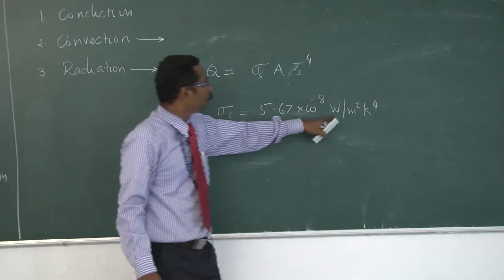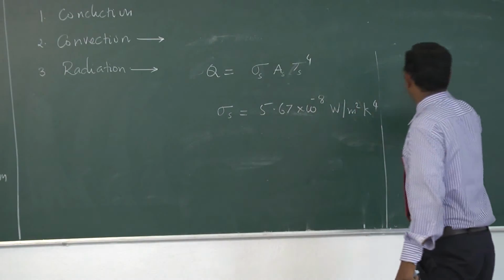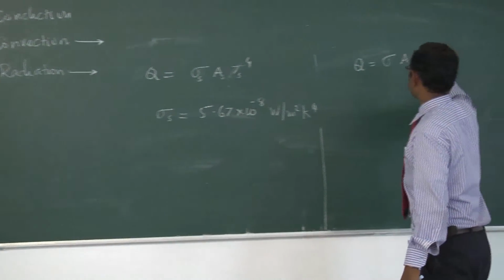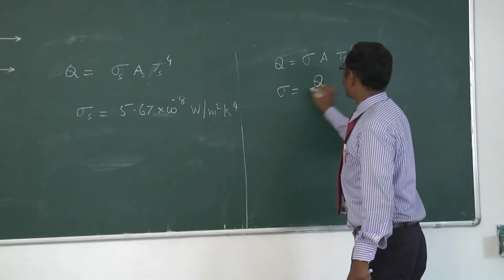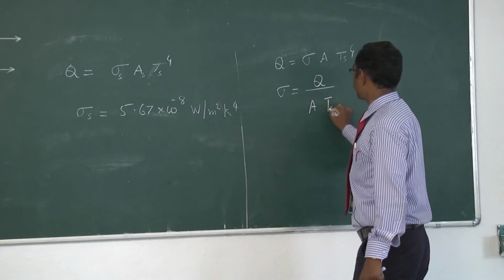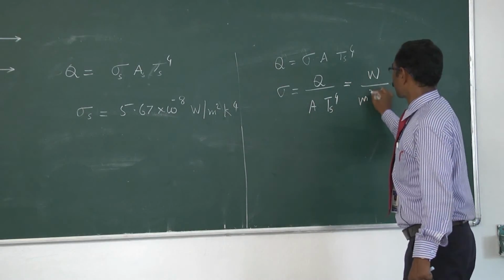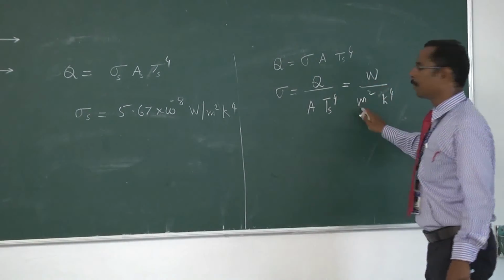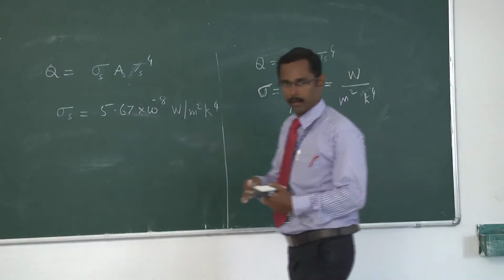Now, I can derive the unit of sigma here. We can see Q is equal to sigma into A into Ts power 4. To get the unit of sigma, sigma equals Q divided by A into Ts power 4. Q is in watts, area is in meter square, and the temperature is in Kelvin power 4, so the unit is watt per meter square Kelvin power 4. This is the unit of the Stefan-Boltzmann constant.